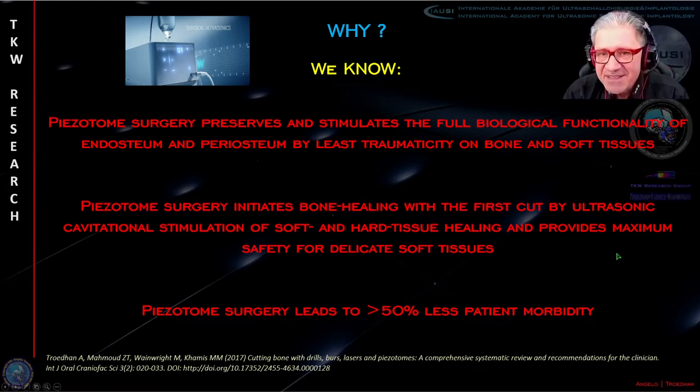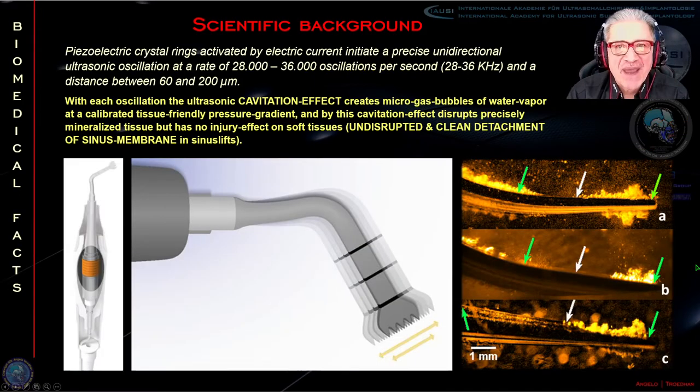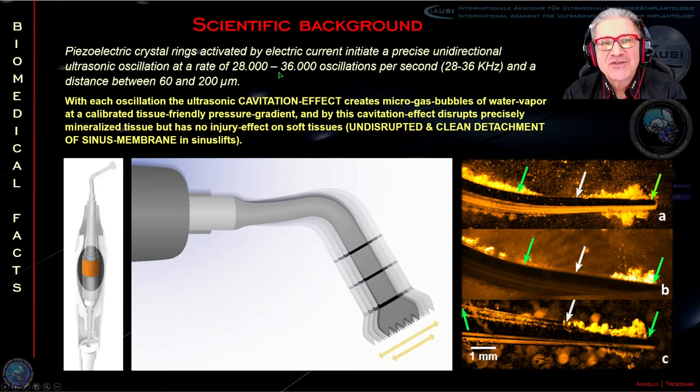But how can I state this? Unfortunately, now I have to give you some very basic and dry scientific backgrounds. When we speak about ultrasonic piezotome surgery, what does this mean? As you can see here, the tip that you're using to cut bone, to scrape bone, to model bone, to modify bone, is simply oscillating at a rate of 28,000 to 36,000 oscillations per second, not per minute, per second. And this mechanism creates in liquids the so-called cavitation effect.